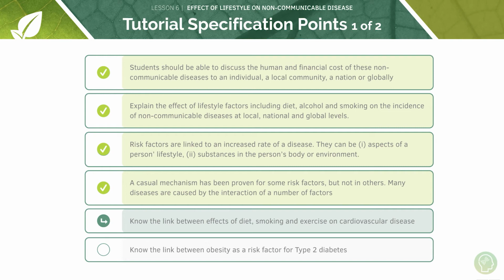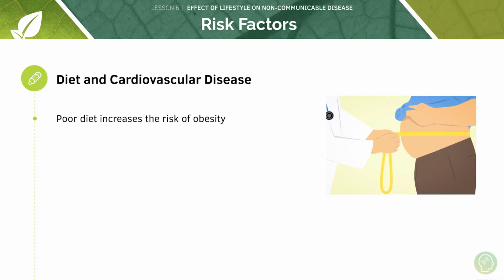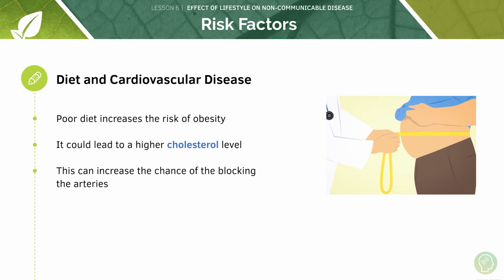So now let's have a look at the link between effects of diet, smoking and exercise on cardiovascular disease. So poor diet increases the risk of obesity because it may lead to a higher cholesterol level in the person. And this can increase the chance of atherosclerosis developing, so the chance of fatty deposits building up in the lining of arteries and therefore blocking the arteries.